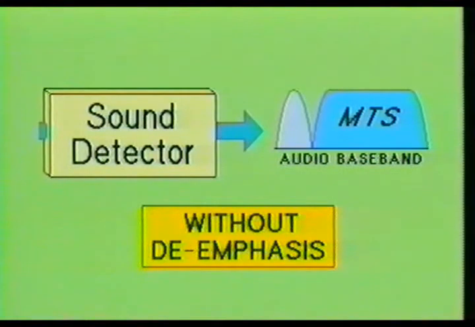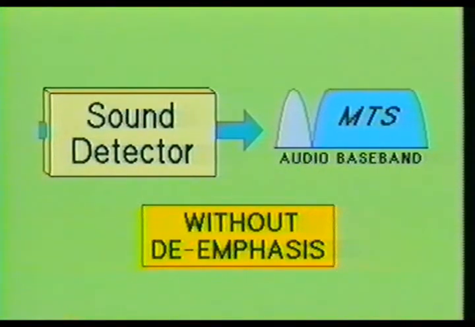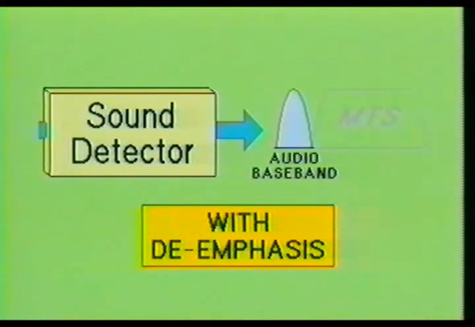Now, let's examine the audio output of the sound detector stage. In addition to the main audio channel, this audio output contains the MTS audio subchannels when de-emphasis is not used in the sound detector circuit. De-emphasis would roll off the higher MTS subchannel frequencies. However, de-emphasis is used later in the stereo television receiver.